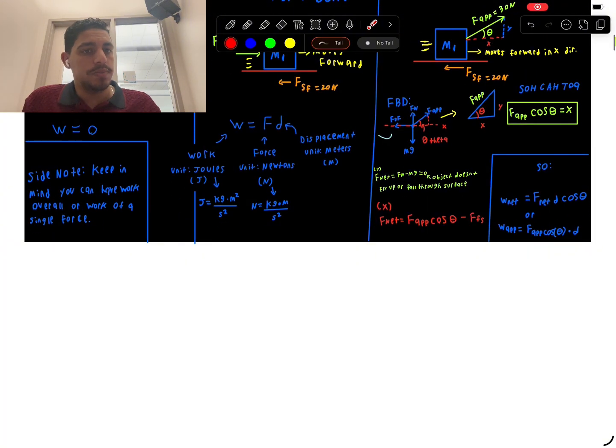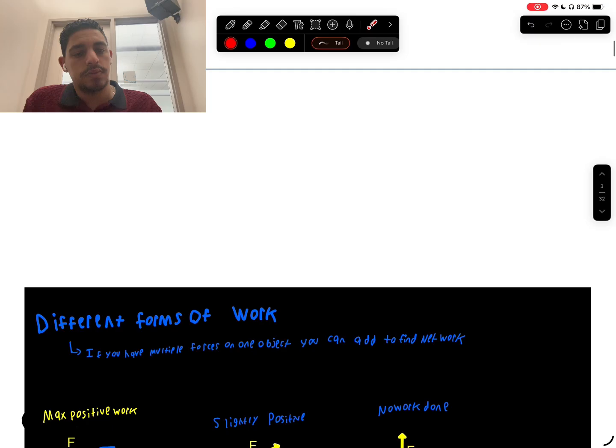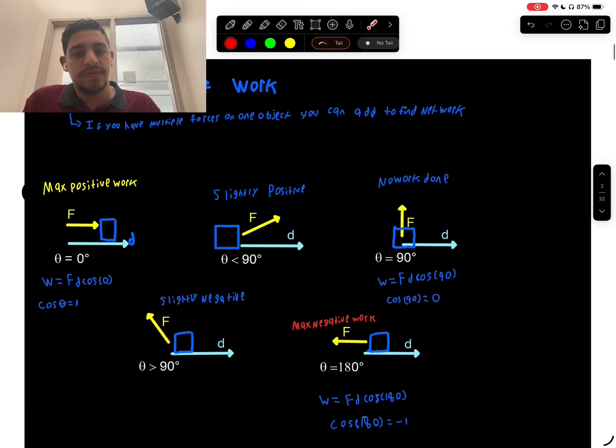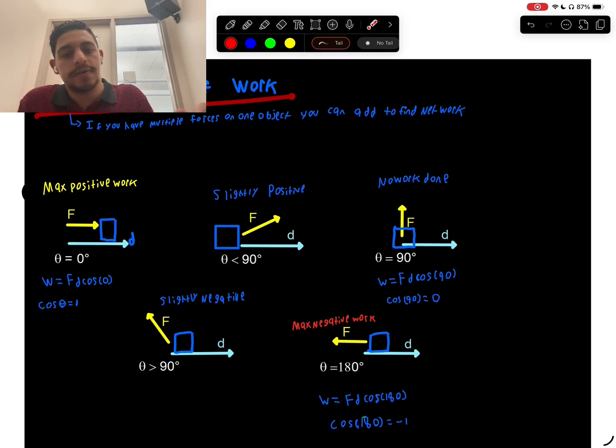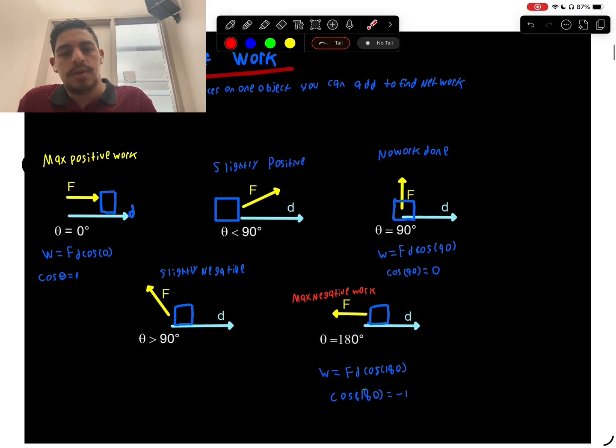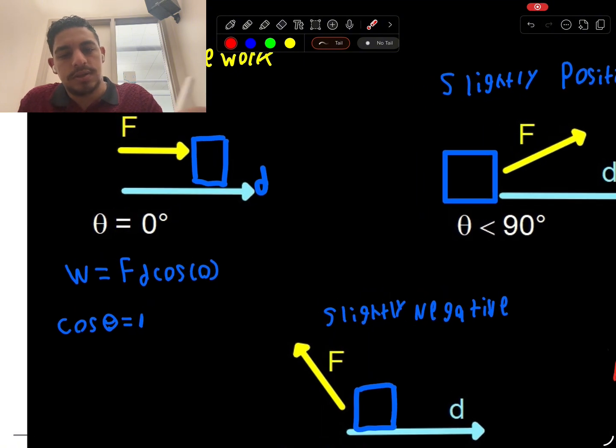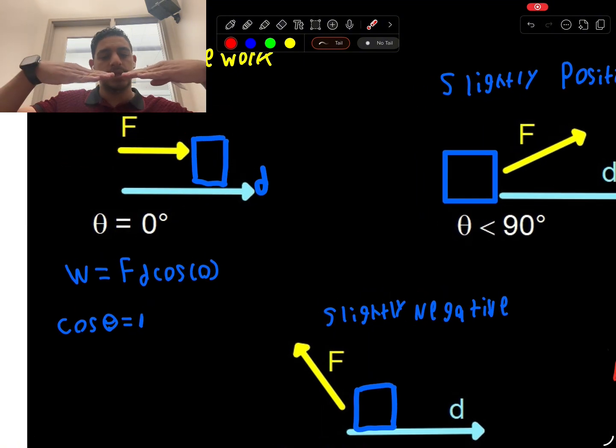So let's move on to the next part. There are various different forms of work. If you have multiple forces on one object, you can add to find the net work, which we just talked about. But let's take one step back and look at the different forms of work. So this is an object with a force being applied to it. It's on a flat plane, like we said.